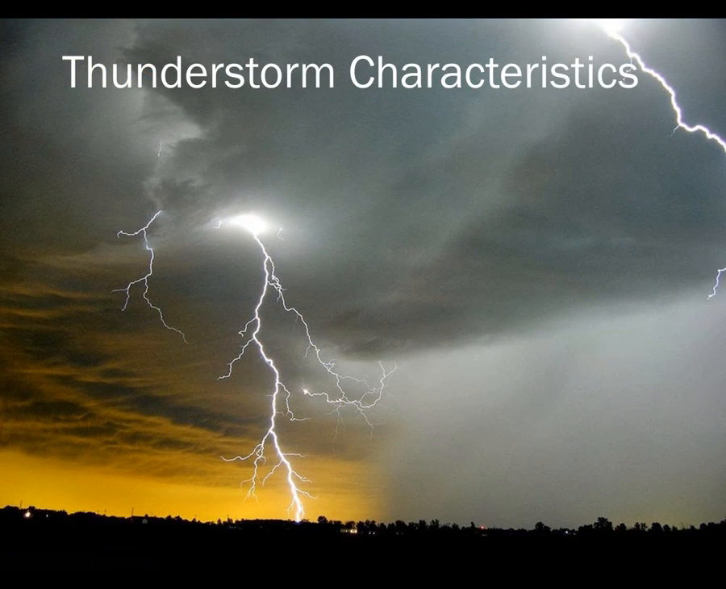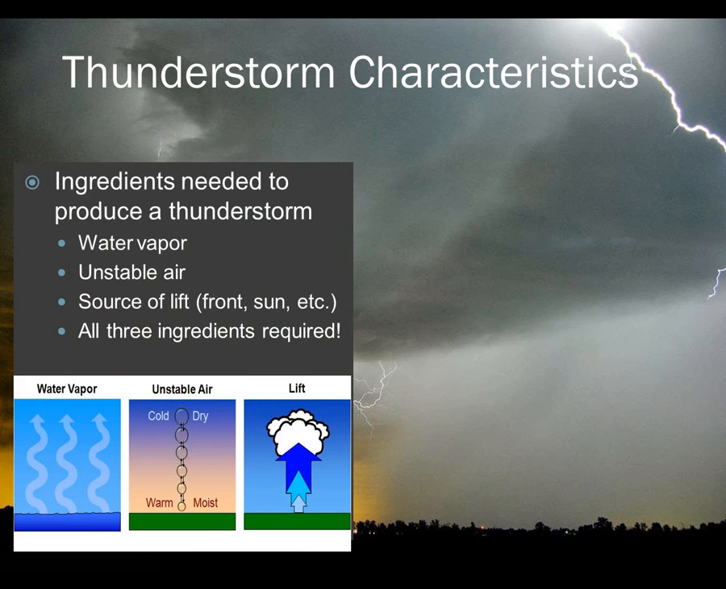First, let's review the thunderstorm characteristics. Now, you know the ingredients needed to produce a thunderstorm. There are three: water vapor, unstable air, which is air that will continue to rise once lifted, and a source of lift, things like a front or heating from the sun, and so on. All three of these ingredients are required in order to produce a thunderstorm. If you're missing any one out of the three, you likely will not get the convection necessary to produce a thunderstorm.